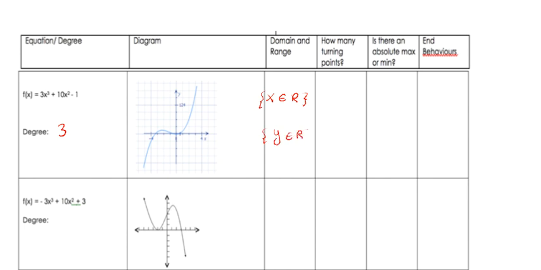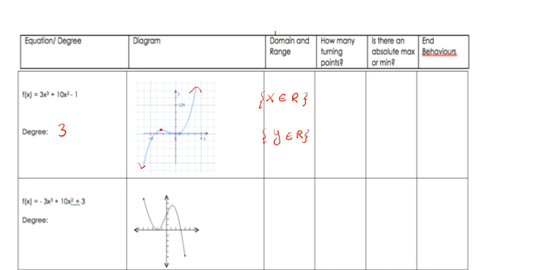As you can see, if you look at the y, it starts from negative infinity and goes all the way up to positive infinity, so there's no restriction. Turning points: there's one right here, and two. There's one as a local max, and there is one as a local min. Is there any absolute max or min? No.